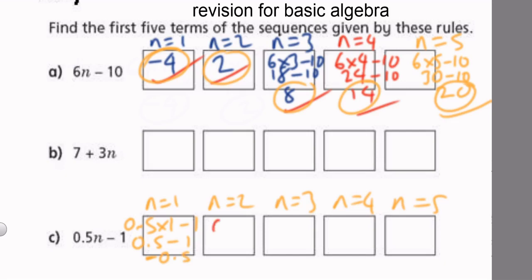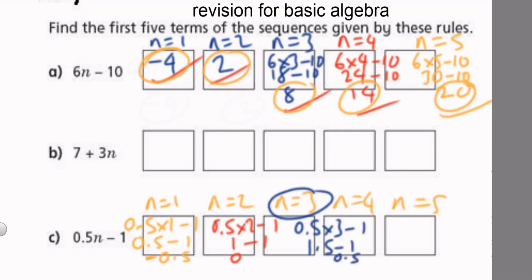Right, replace the n with 2 this time. 0.5 times 2, take away 1. 2 times 0.5 is 1. Take away 1 is 0. Right, let me do just one more. 0.5 times 3, take away 1. 3 times 0.5 is 1.5. Take away 1, that leaves you with 0.5. That's the third one. Right, you can try the fourth one and the fifth one.